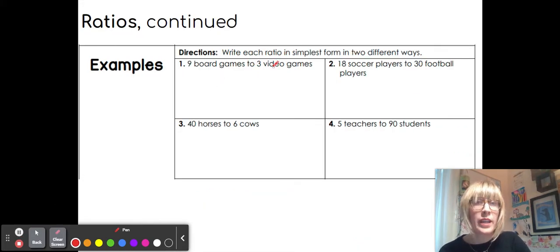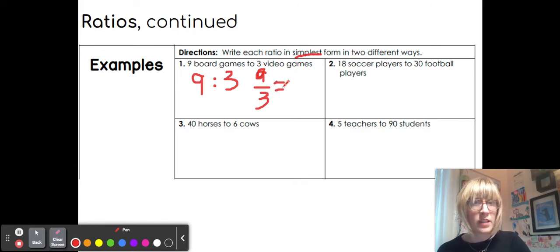So here we're going to write each ratio in its simplest form, right? So first we want to know, well, what is the ratio? In this case, we have board games to video games. Well, how many? We have 9 board games to 3 video games. So we want to write it in its simplest form. So I might, just for familiarity's sake, write it as a 9 to 3 ratio. I can use my diva to simplify and say the greatest common factor of these is 3. So I'm going to divide the top and the bottom each by 3, and I end up with 3 over 1.